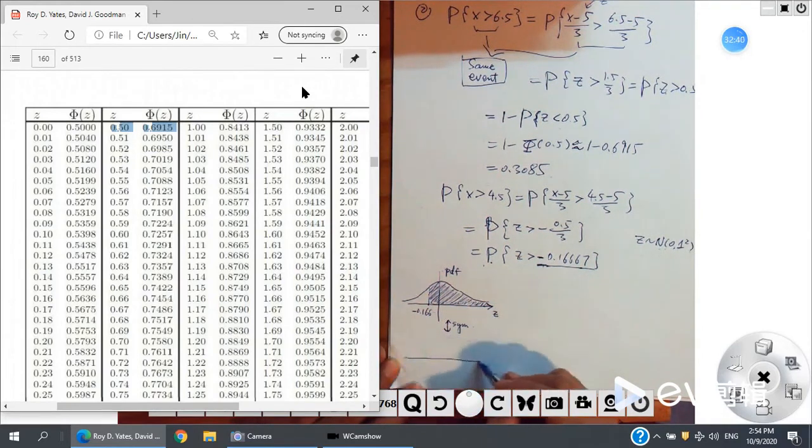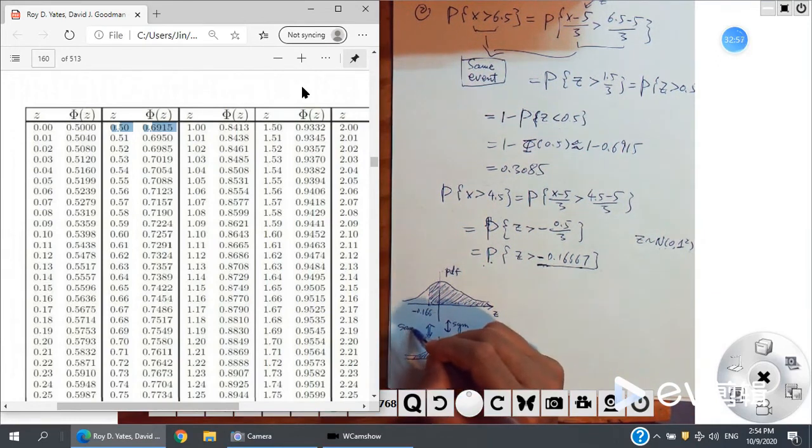So we move these to the other side. This is positive 0.1666, and I have this area. So these two areas should be the same, right? These two shadows have the same area, just with the direction reversed. As areas, they are the same.